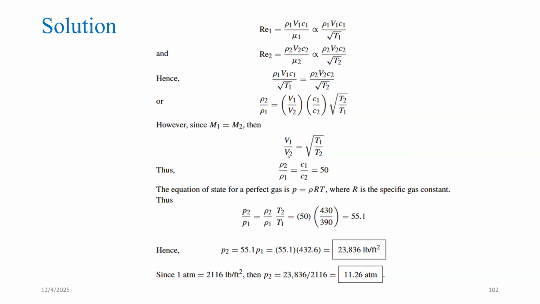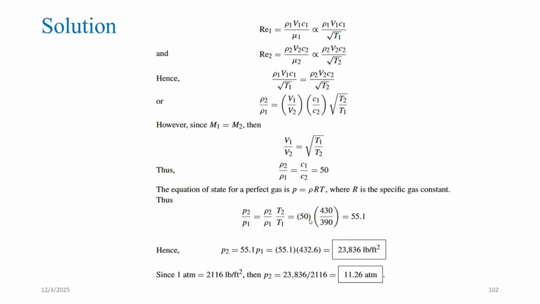V1 over V2 is equal to radical of T1 over T2. Just substitute in place of this. So the density ratio gives 50. Once we get the density ratio, from the perfect gas law, pressure is equal to rho RT. Using this relation for body 1 and body 2, we get pressure 2 over pressure 1, which is equal to density 2 over density 1 times temperature 2 over temperature 1.